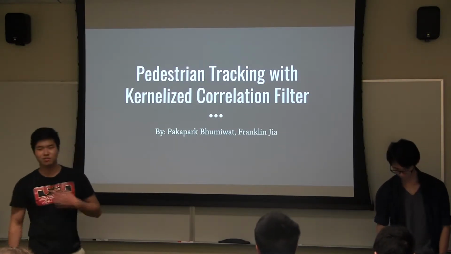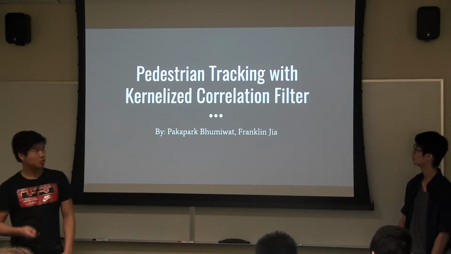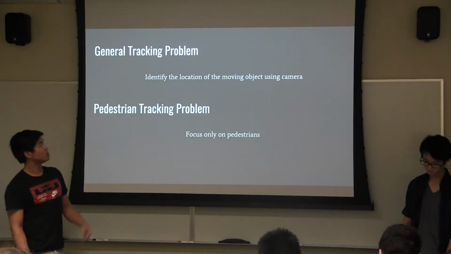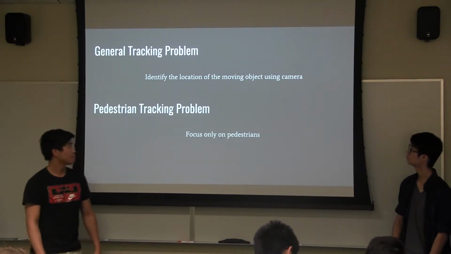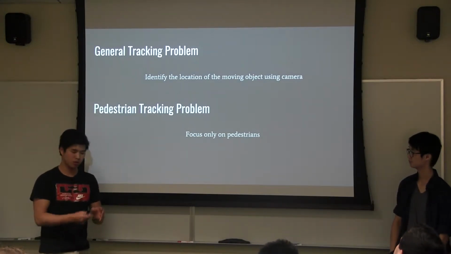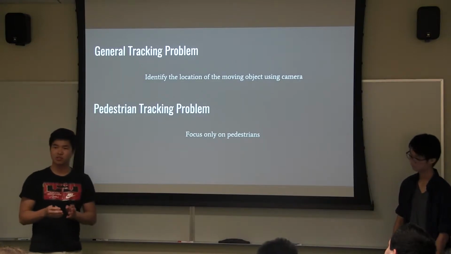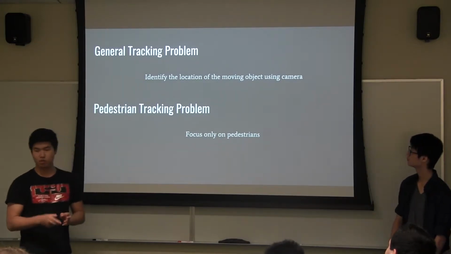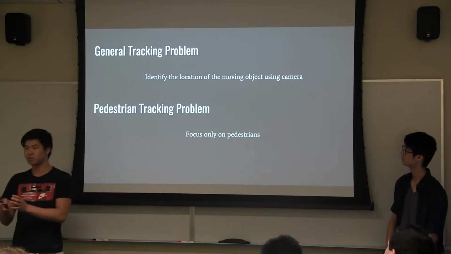Okay, hi, so my name is Franklin, and this is my partner, Taktar, and we are tackling the pedestrian tracking problem. So what is tracking? Tracking is like identifying the location of an object using a camera. And so we just narrowed it down to the pedestrian part. And so how do we actually test it? We crop a bounding box around the intended pedestrian or pedestrians. And then we play the video, and we hope that this box stays on the specified pedestrian throughout the entire video.